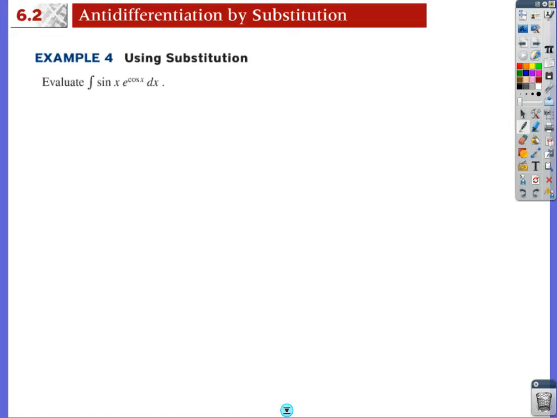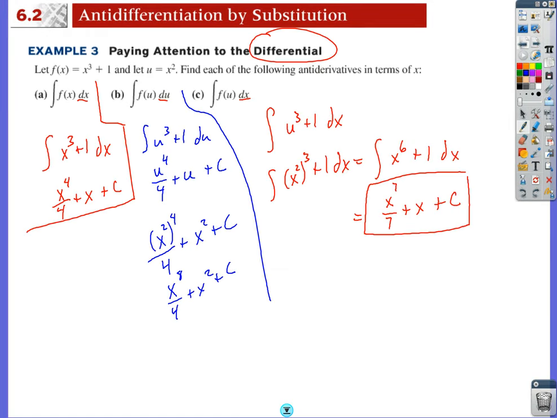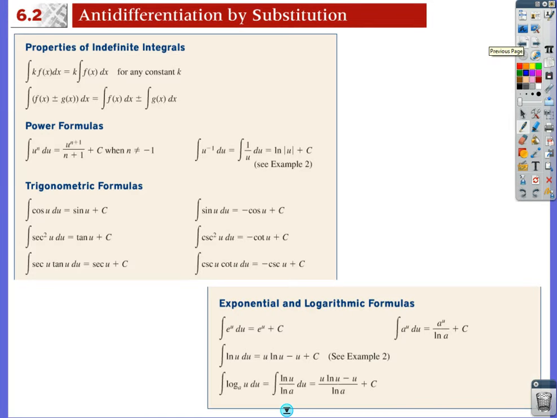Well, I got an idea. Let's go check our rules. Okay, so I go back here. I'm going to check my rules. Sine x e cosine x. I don't have anything like that. I have sine x and I have e to the u, but nothing exactly like that.